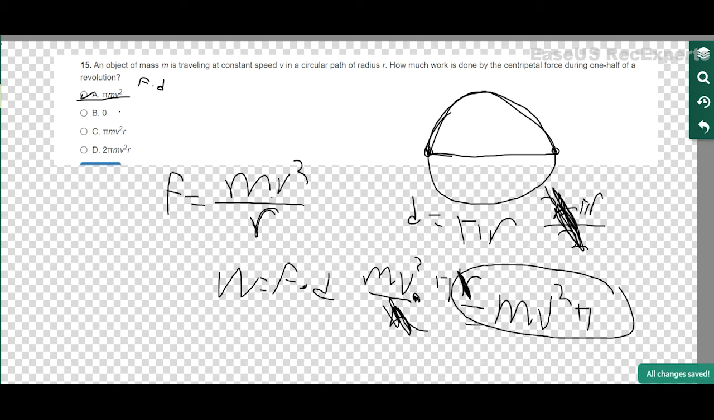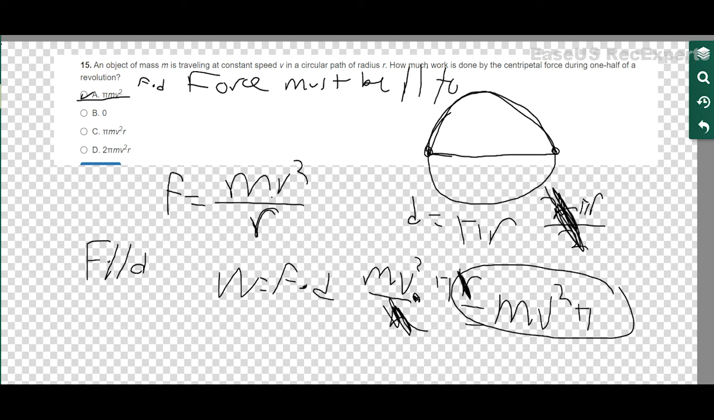No, that is completely incorrect, because your force must be parallel to your distance, right? So in order to use your force times distance, you need to find the component of your force that is parallel to your distance traveled. Must be parallel. And this sign is parallel to distance.